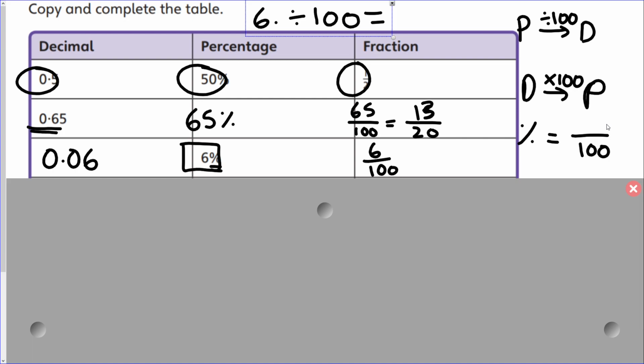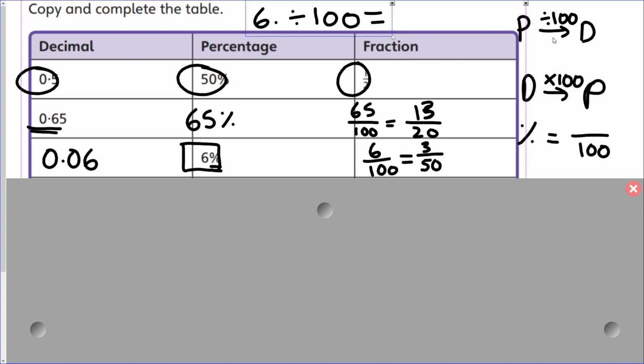And then to go to a fraction, I know that that equals 6 out of 100 because percent means out of 100. And then I follow through my simplifying questions. Do they both go into the 10 times table? No. Do they go into the 5 times table? No. The 2 times table, yes they do. 6 divided by 2 is 3. And 100 divided by 2 is 50. And we have therefore simplified our fraction.